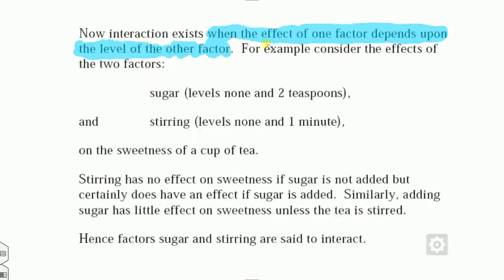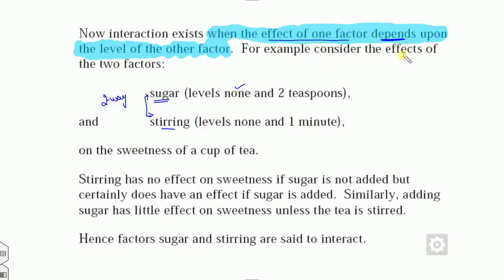Interaction means when the effect of one factor depends upon the level of the other factor. So the effect of the one depends on the level of the other. How? Look at that. Consider sugar having the levels either none or 2 teaspoons, and the second factor is stirring. So here these are the two factors, so it is a two-way. And the levels of stirring are again either none or 1 minute.